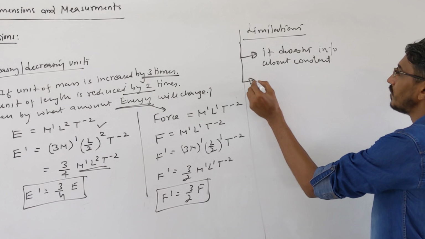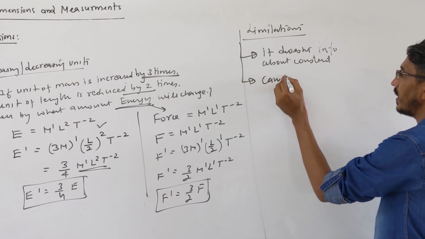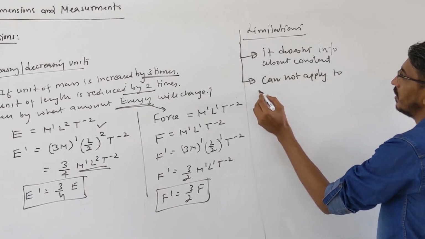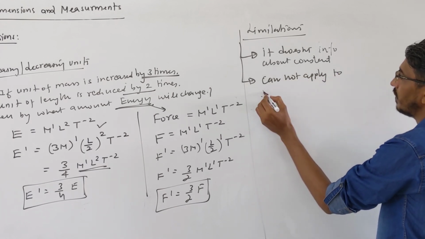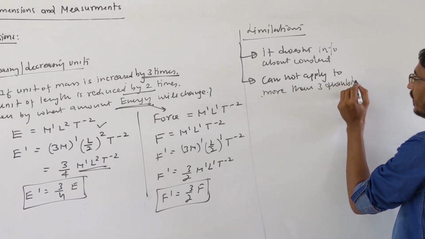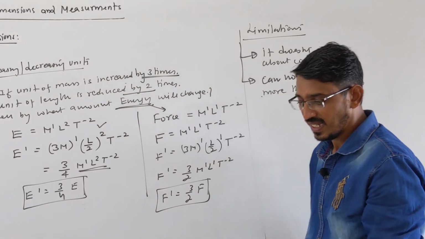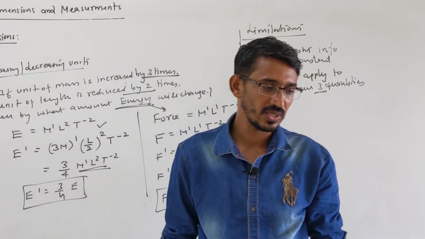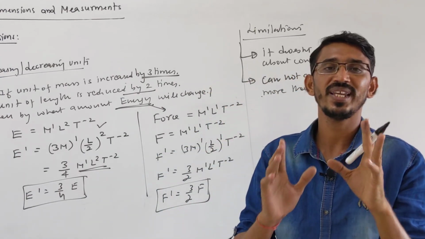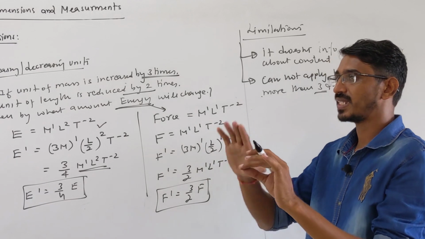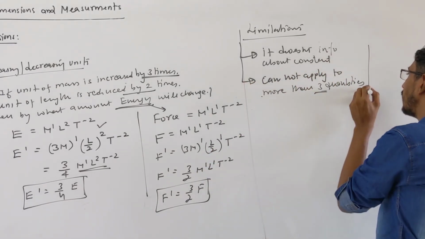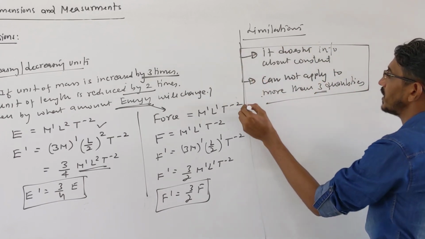Okay, yes. Then we also said it cannot be applied to more than 3 quantities. If some formula which we are deriving depends upon more than 3 things, then there you cannot use dimensional analysis. You cannot find that formula using dimensional analysis. It is applicable maximum up to 3 quantities. Some formula should depend upon maximum 3 quantities. Okay, right. So these are the limitations only which we have to understand.